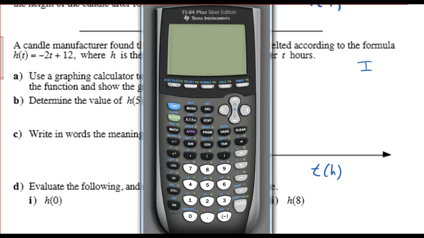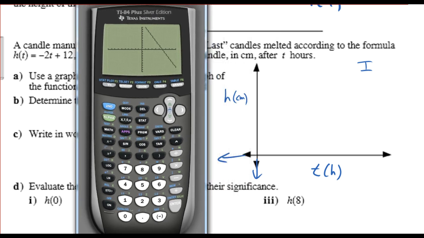Let me get my calculator out and plug this in here. Negative 2t plus 12, and I'll graph this. I'm just going to adjust my window. I don't care about the negative values, so I'm going to make that 0. I'm going to make the y minimum 0, and increase the y max, the height of the candle, to maybe 20, and see what that gives me. Let me change my scale to go up by 2 and up by maybe 5 over here. Okay, graph that.